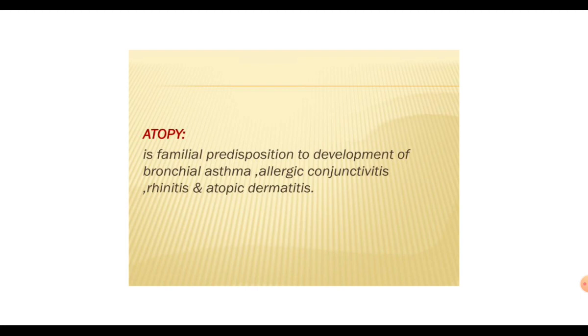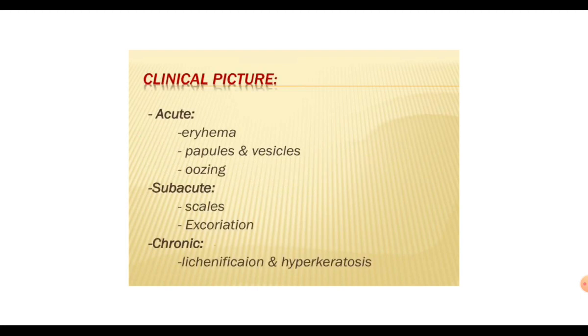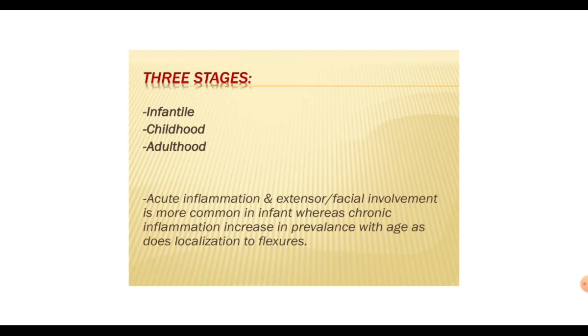Atopy I have already explained. Clinical features I have just mentioned: acute, subacute, and chronic eczema. Chronic includes lichenification, like hyperpigmentation, thickening of skin, and exaggerated surface markings. Subacute I have already explained, scales and excoriation. And acute includes the signs of acute inflammation like erythema, papule, vesicle, oozing, edema, etc. So three stages: infantile, childhood, and adult.